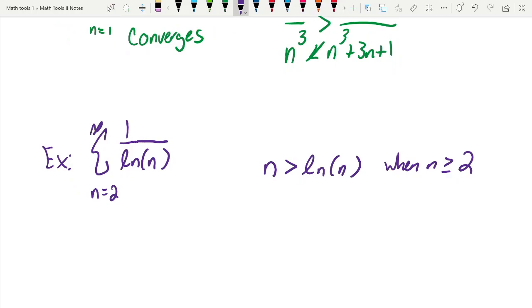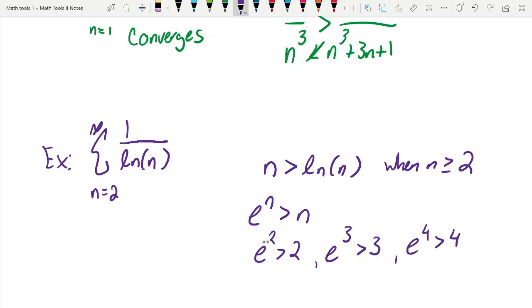This might not be immediately obvious though, right? So I think a better way to see this would be, okay, well, e to the n is greater than n is what this would imply. And I think that one is a little bit easier to see that it's true, right? Because clearly e squared is greater than 2, e cubed is greater than 3, e to the 4th is greater than 4. Just keeping in mind that e is a little over 2, right? I think that way it's a little bit easier to see.